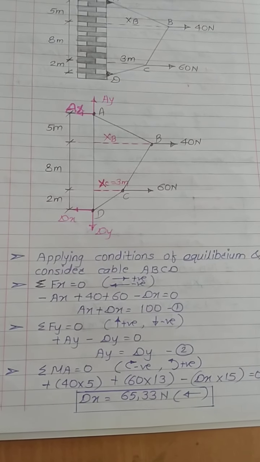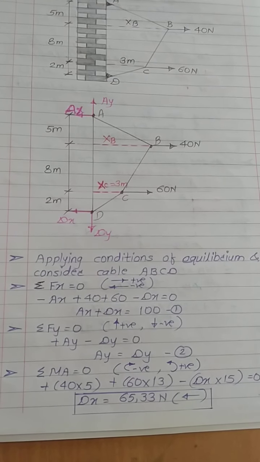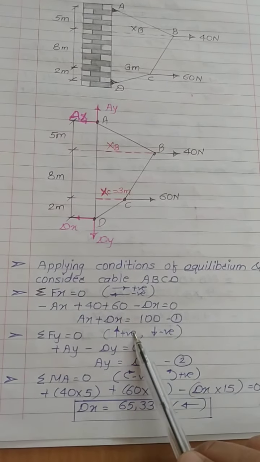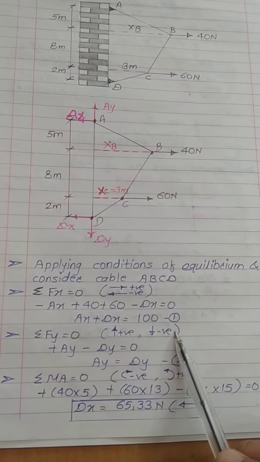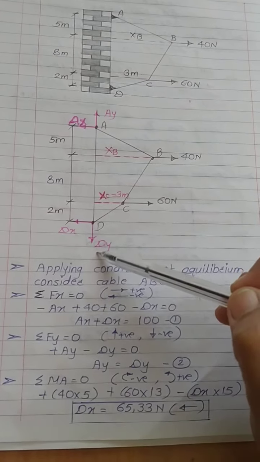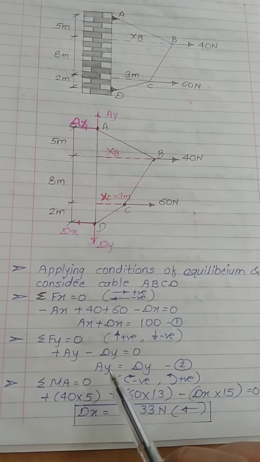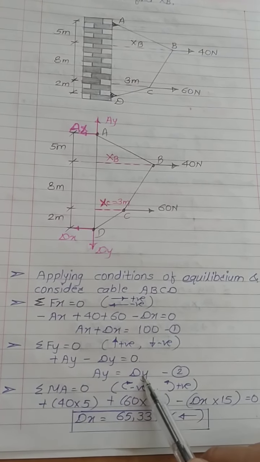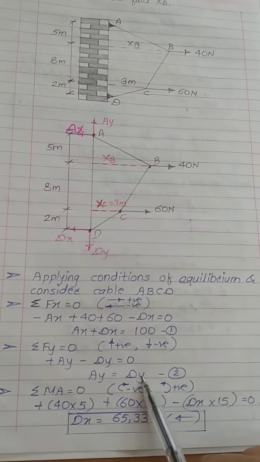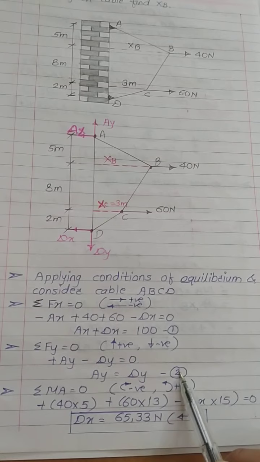Apply the next equilibrium condition, summation Fy equals 0. For this I am going to treat the sign convention as upward forces positive, downward forces negative. So plus Ay minus Dy equals 0. In short, Ay must be equal to Dy. So the magnitude will be the same, only their natures will be different. Let us call this equation number 2.